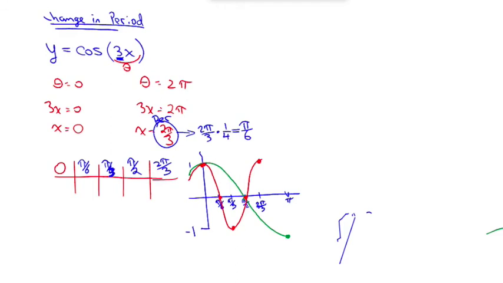If that number was in the bottom, like x over 3, you would have to be 3 times as big, right? So when would it start? 0. When would it end? 3 times as big, which would be 6 pi. So it would be really long and drawn out.